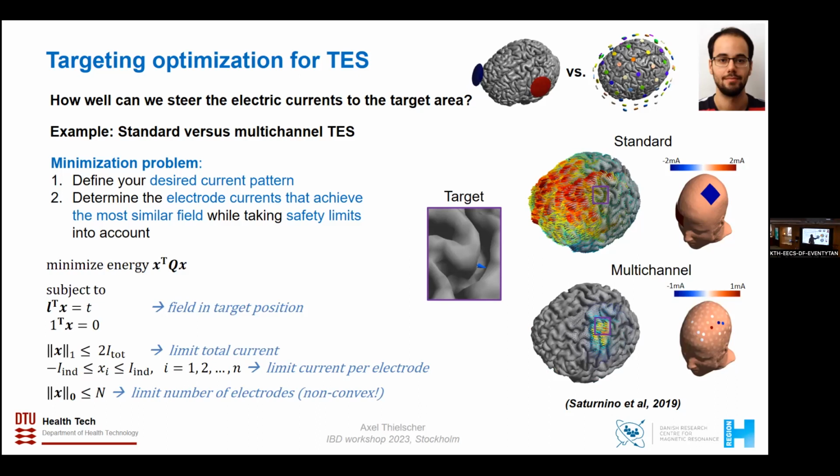So that would be then the outcome of a corresponding multi-channel montage, where we took the field in the motor cortex created by this montage and gave it as a target to our optimization algorithm. And as you see, now you get the same field in your motor cortex region, but it's just much more focal, right? So we can now focus really with targeting optimization. You can focus your field really on the area where you want to have it. Does it always work perfectly?